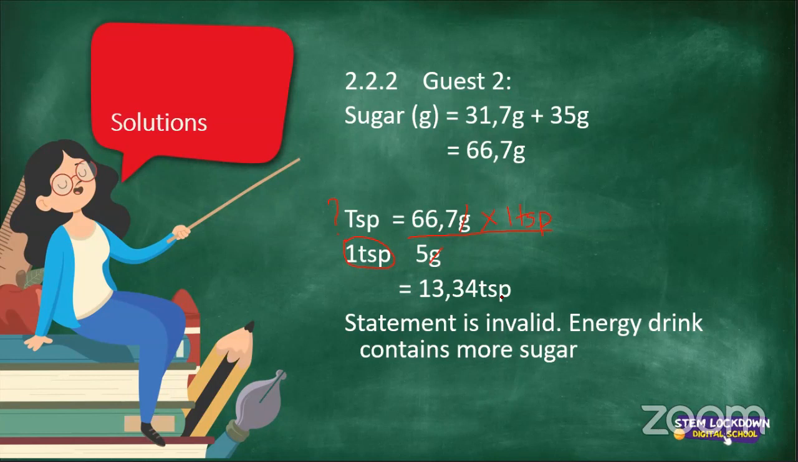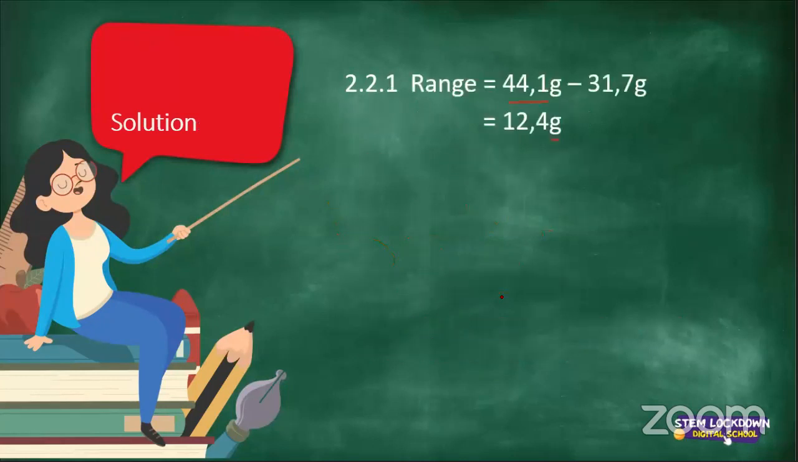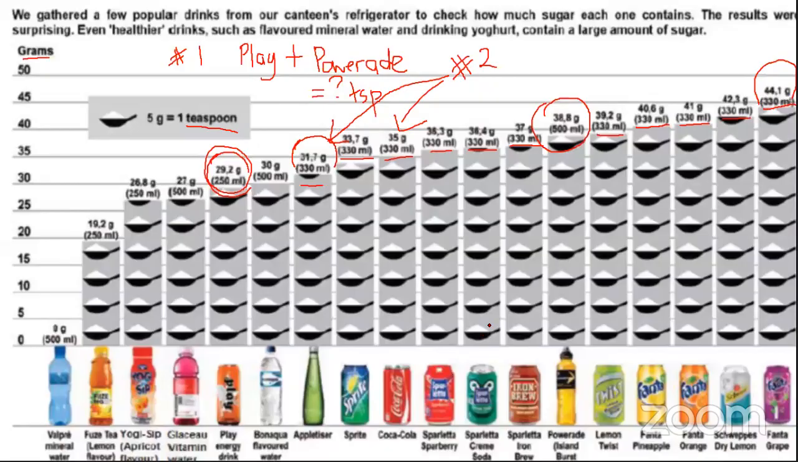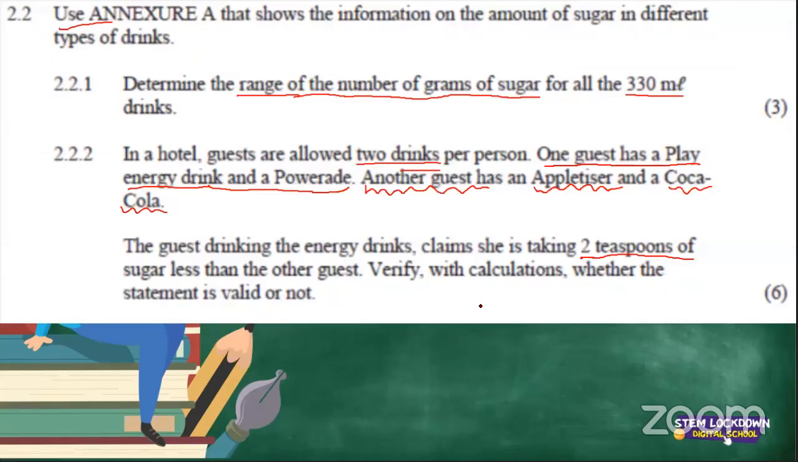Now, obviously, you need to go back and give a statement, because they asked you to verify whether the statement is valid or not. So you need to say the statement is valid or it is not valid. It is very important, because this will be your final mark. So when you are done with the calculations, you need to say, is my answer valid or not?